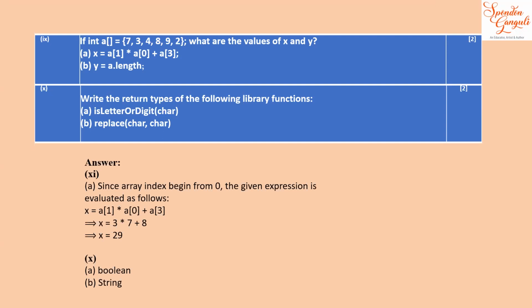First question answer, that is number 9. Here it's misprinted as 11. Since array index begins from 0, the given expression will be evaluated as 3 into 7 plus 8, making it 29. And the 10th question answer is boolean for the first one, and the second one is String.